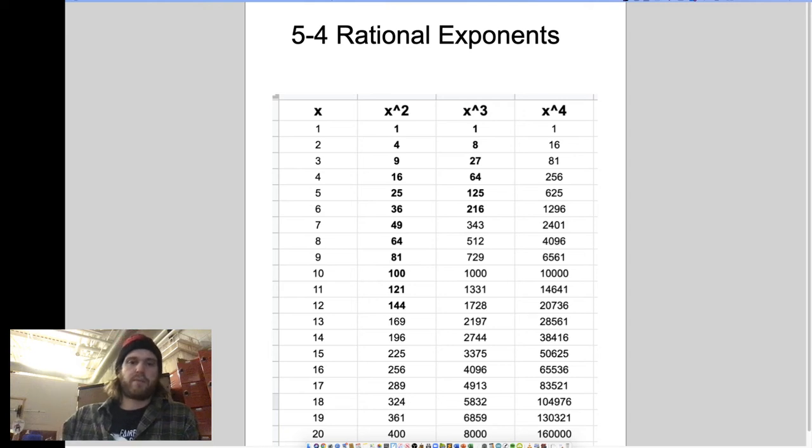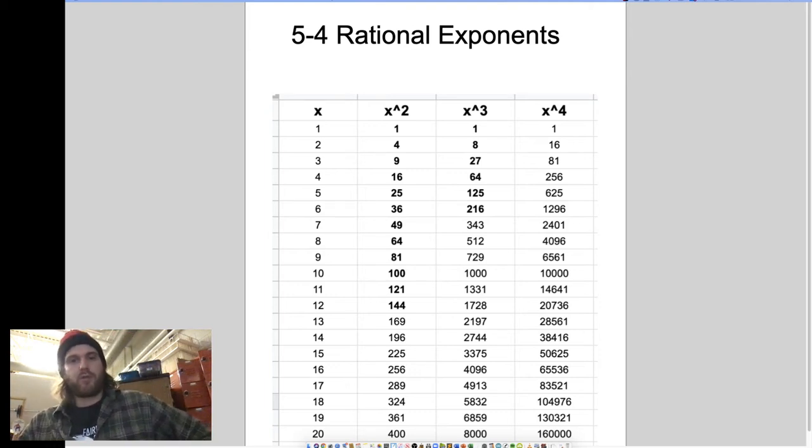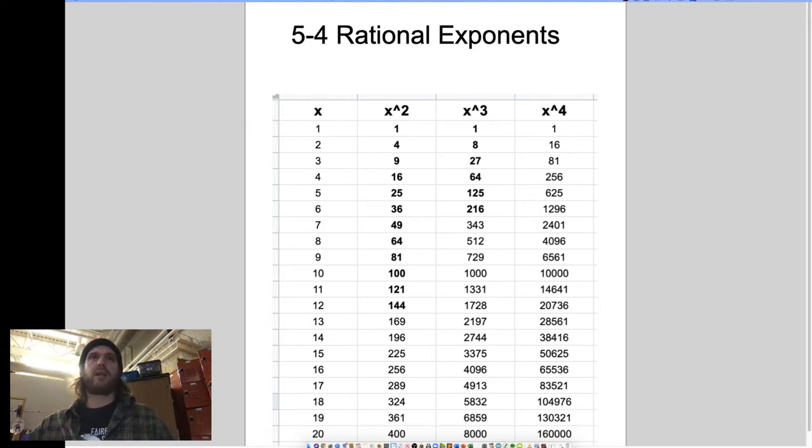Hello everybody and welcome back to our 38-part series about exponents in Algebra 1. This is part 4, rational exponents. Let's go ahead and jump right in and get started.